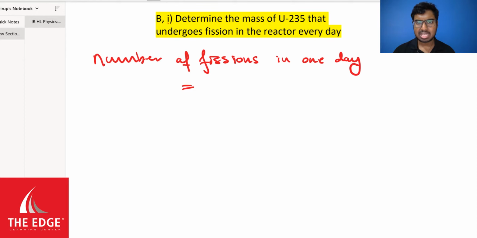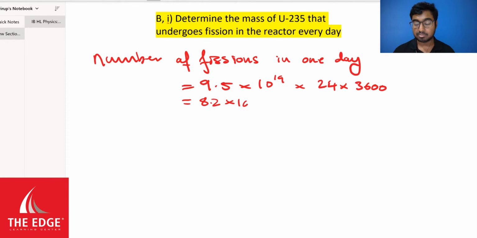First thing we want to find is how many fission reactions take place every day. That can be calculated using 9.5 times 10 to the power of 19, because that's the number of fissions per second, times 24 relating to the hours, times 3,600. That takes into account the seconds and the minutes. This gives us the result of 8.2 times 10 to the power of 24 fission reactions each day.